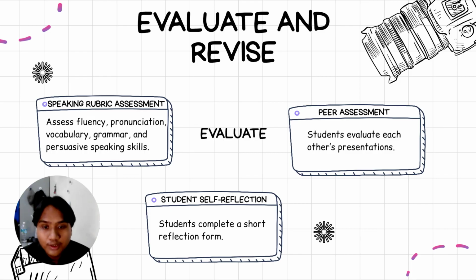The next one will be student self-reflection. Ms. Sarah will ask her students to complete a short reflection form. The form will include questions like, did you do well while speaking, or what was difficult while doing the presentation, and also do you feel more confident while speaking English. And the last one would be peer assessment. Ms. Sarah will ask her students to evaluate each other's presentations using a simple checklist. This is helpful because it can also encourage her students in active listening and also audience engagement.